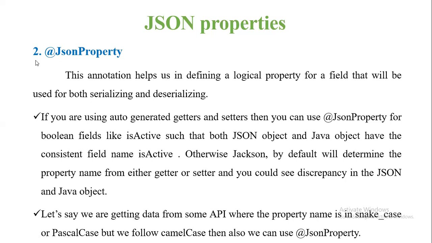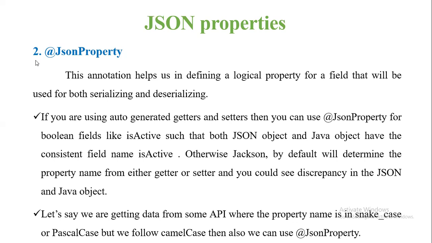If you are using auto-generated getters and setters, then you can use @JsonProperty for Boolean fields like isActive, such that both the JSON object and the Java object have the consistent field name isActive. Otherwise, Jackson by default will determine the property name from either the getter or setter, and you could see a discrepancy between the JSON and Java object.